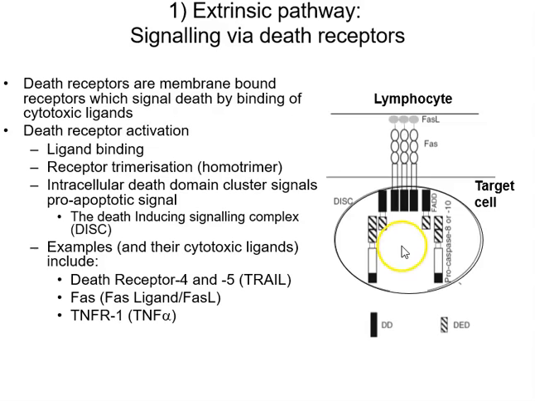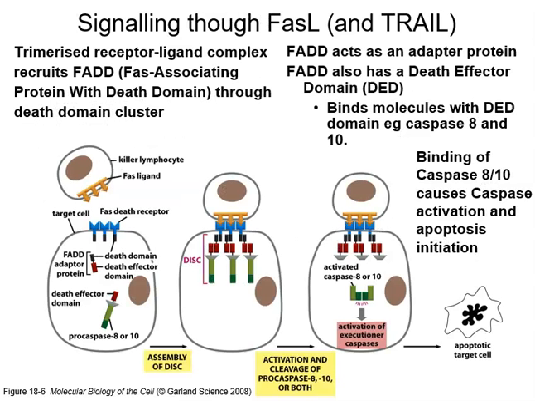Once this has occurred, so ligand binds receptor, trimerizes the receptor, brings in FADD, and then brings in caspase 8, we call that the death-inducing signaling complex, and that signals an apoptotic signal to the cell. So this is just shown with some slightly nicer diagrams. Here we can see a killer lymphocyte, a cytotoxic T lymphocyte, expressing Fas ligand on its cell surface, which is a trimer. Here's a target cell, which for whatever reason needs to be executed.